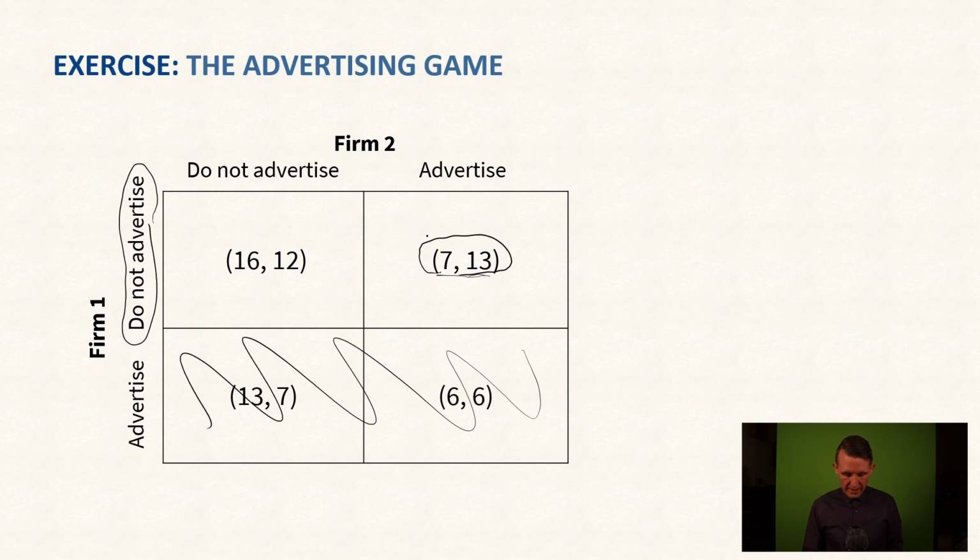Let's quickly verify that to confirm to ourselves that it is a Nash equilibrium. If we're in this cell, does firm 1 have any incentive to deviate? Now we've already decided that that's a dominant strategy, so by deviating their payoff goes down from 7 to 6. Does firm 2 have any incentive to deviate? No, because their payoff will go from 13 down to 12 if they do this. Therefore this is a Nash equilibrium for the advertising game.